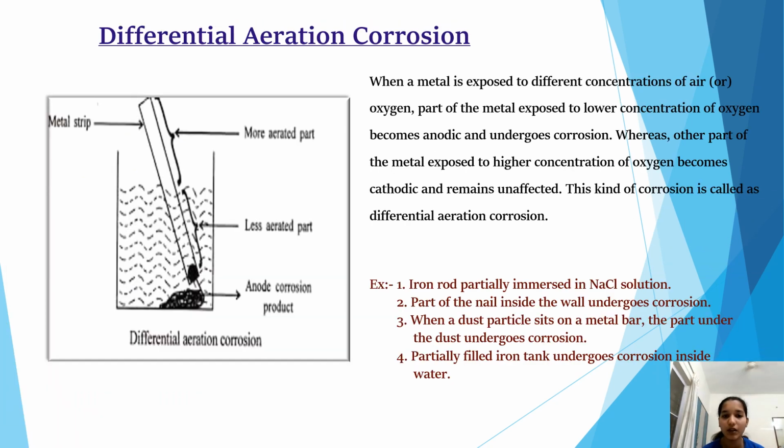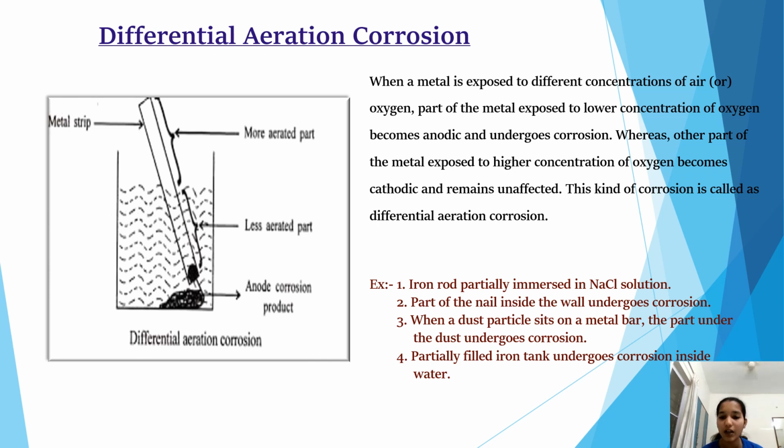Differential aeration corrosion. When a metal is exposed to different concentrations of air or oxygen, the part of the metal exposed to lower concentration of oxygen becomes anodic and undergoes corrosion, whereas the other part of the metal exposed to higher concentration of oxygen becomes cathodic and remains unaffected. This kind of corrosion is called differential aeration corrosion.